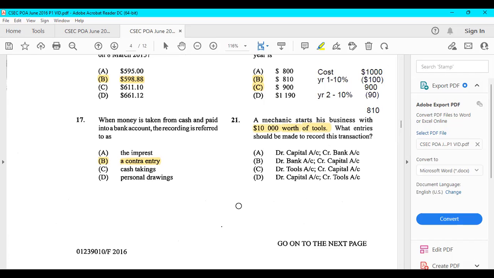Tools are assets. So our tools account will be an asset account and it's increasing. So that's a debit entry to our tools account. And our capital is also increasing because the owner is making an investment into the business. So capital increases. When our capital account increases, we do a credit entry. So the answer is to debit your tools account and credit the capital account, which would be C.